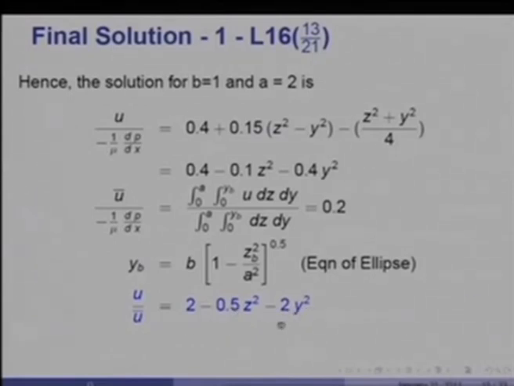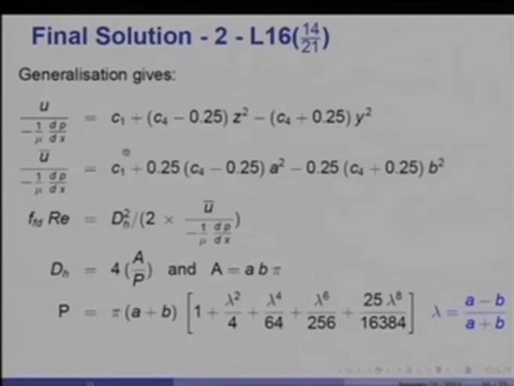If I were to generalize, the solution is like this. As I said, although C1 and C4 are functions of a and b, they are the only ones that remain finite, all others are 0. So, the general solution is this. U bar would be then given by this.